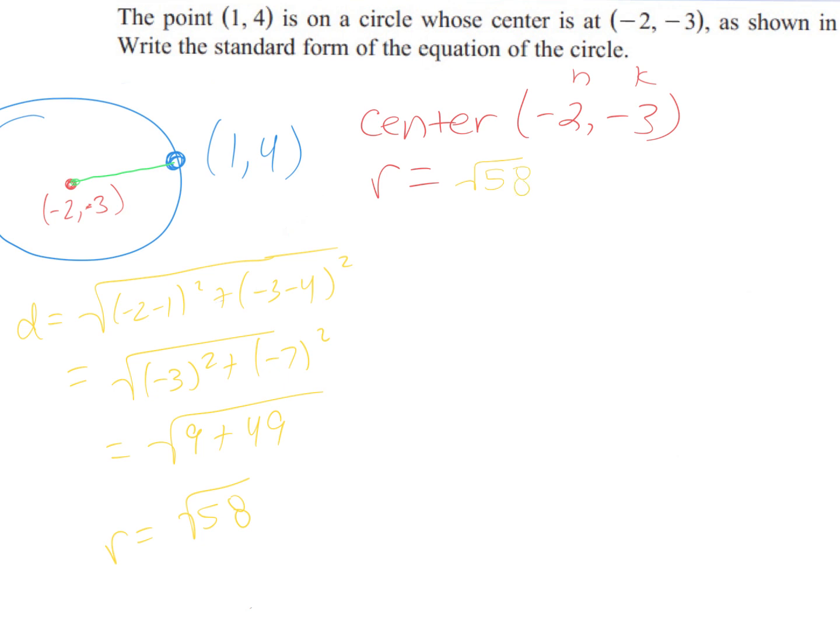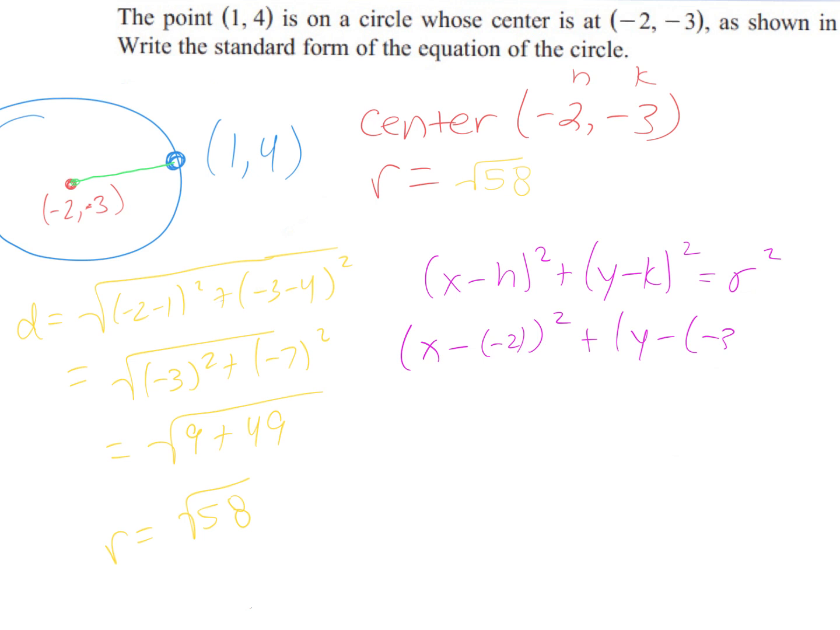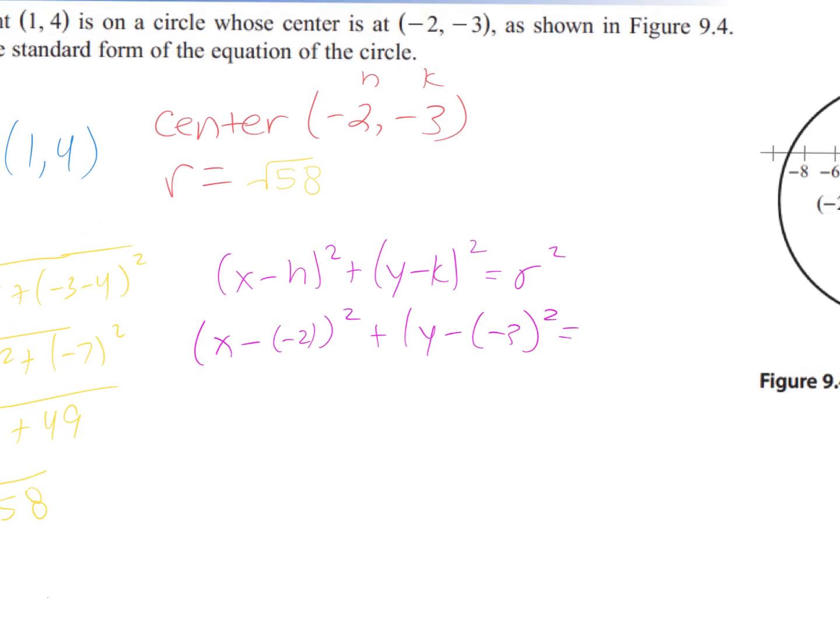So I have the square root of 58. Do you have the two pieces of information that you need to write the equation of your circle? Yeah. So your standard form, if you want, you can write down (x minus h) squared plus (y minus k) squared equals radius squared. I'll go one step and actually write the minus and negative so you guys see it. I have x minus, what is your h value? It's -2 squared. Plus y minus, what is your k value? -3 squared. Equals the square root of 58 squared.